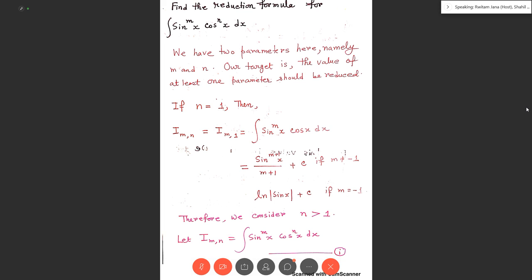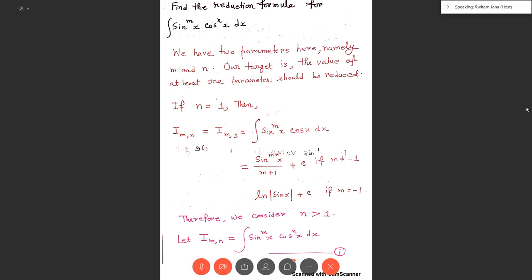Okay. So if m equals n, then this is a subcase of the integration of sine to the power m x cos to the power n x dx. So you can put n equals 1 here also. If you put n equals 1, what will happen? First, I write this integration as I suffix m comma n, and I am denoting it with two parameters, as there are two parameters involved in this integration.